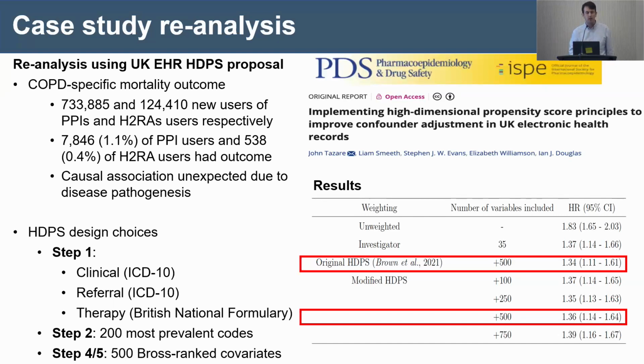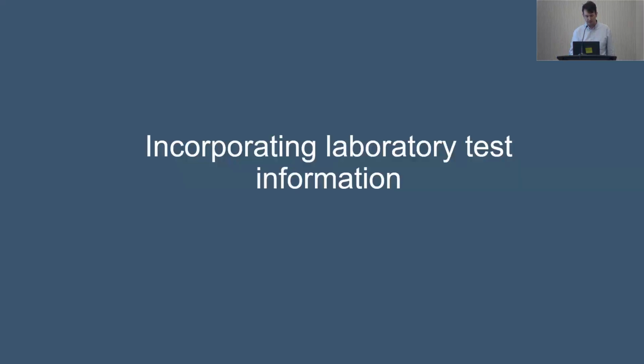The HDPS design choices for this analysis are displayed on the bottom left-hand side. In brackets, we've got the coding system, and we've captured information surrounding clinical referral and prescriptions. In step 2, we chose the 200 most prevalent codes, and we ranked and prioritized using the BROS formula and selected 500 to augment our analysis. The results are presented in the bottom right-hand side of the slide, and reassuringly, we observed good consistency between the original and this reanalysis. This was fairly robust to the number of HDPS covariates chosen.